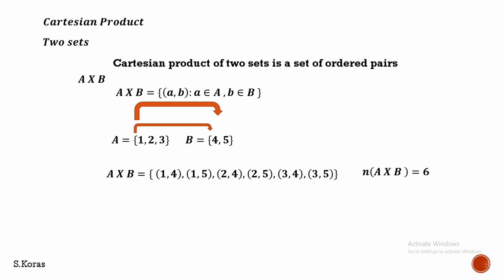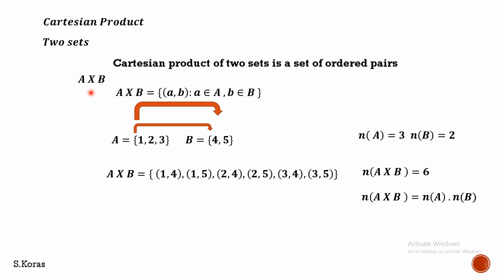If you see here, the number of elements in the set A is 3 and the number of elements in the set B is 2. So n(A) is equal to 3 and n(B) is equal to 2. If we multiply these two, 3 into 2, we get the answer 6. So we have a formula now: n(A cross B) is nothing but n(A) into n(B). Right. So now you know what A cross B is.